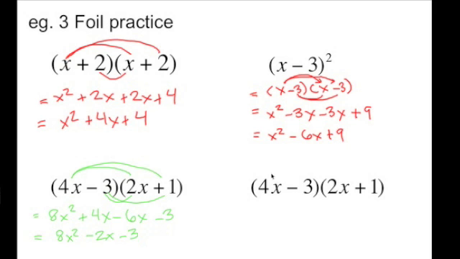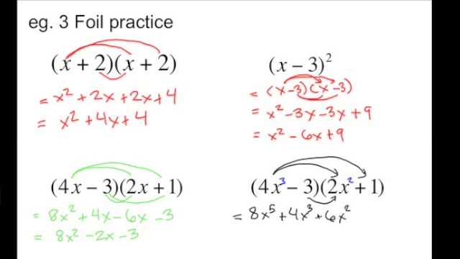Okay, let's try the last one. Oh, that's the same. Okay, this one here, let's mix it up a little bit. Let's assume this is a cubed and this is a squared. Let's see what happens then. So you've got 4x cubed times 2x squared, which is 8x, well, keep the base, add the exponents, to the 5. Okay, let's go over here. 4x cubed times 1, well, that's just going to be 4x cubed. Minus 3 times 2x squared, well, that's just minus 6x squared. And lastly, you've got minus 3 times 1, that's minus 3.